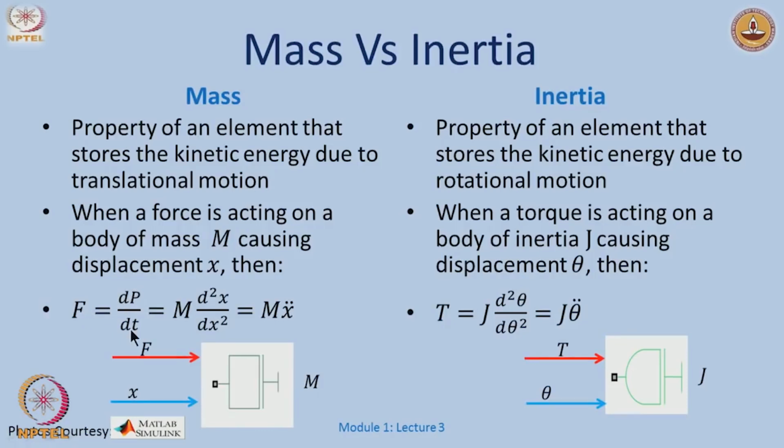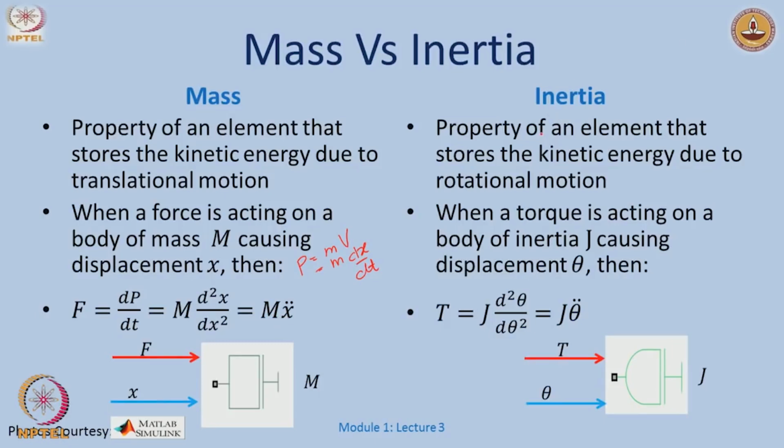F is dp by dt, and if I use the relation between momentum and velocity, momentum p is mass times the velocity, where velocity I can write in terms of displacement as dx over dt. Then I will have the final relation F equal to m x double dot, usually also referred to as force is m times a, or mass times the acceleration.